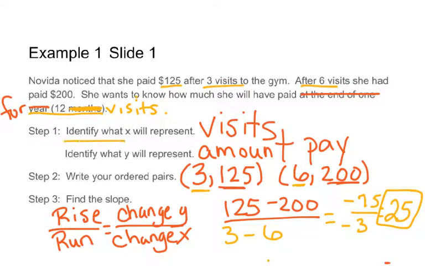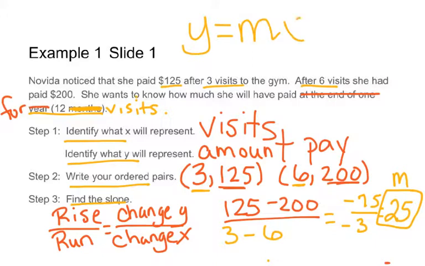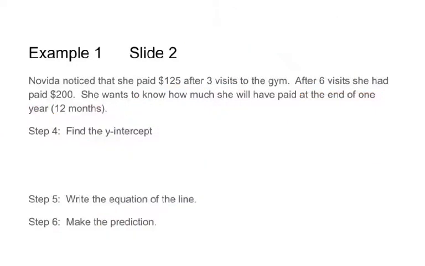So I identified what the X would represent, what the Y would represent. I wrote the ordered pairs. I found the slope. So M is 25. Because if you don't remember from all our lessons before, we are looking to fill in y equals mx plus b, with M being our slope or our rate something changes, so it's $25 for each visit, and B is our starting value, which is what we're getting ready to find out. So we know that M is 25. So I'm going to put that up here.